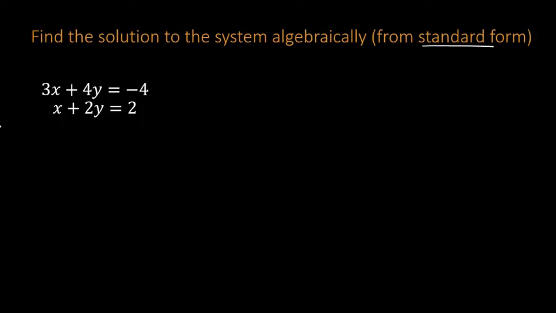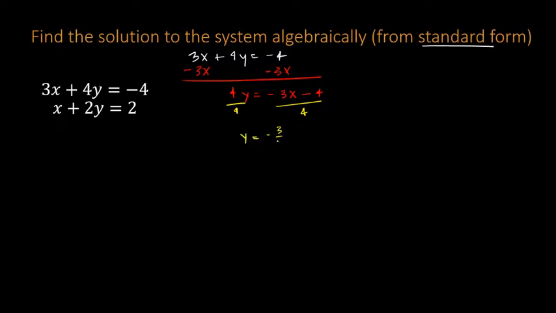All right, so since we're using substitution to do this, we need to get these reformatted in slope-intercept form. So if I've got 3x plus 4y equals negative 4, how can I get this in slope-intercept form? I'll subtract 3x from both sides of my equation. I get 4y equals negative 3x minus 4. Then I'll divide both sides of my equation by 4. I get y equals negative 3/4 x minus 4 divided by 4 is 1. So that's slope-intercept form.